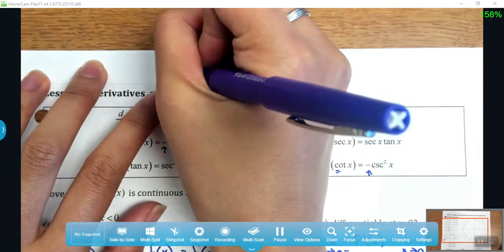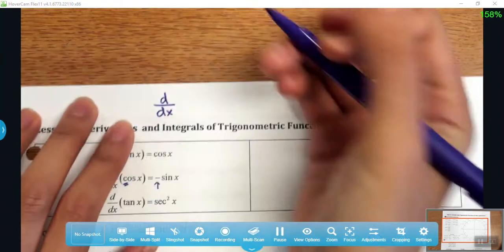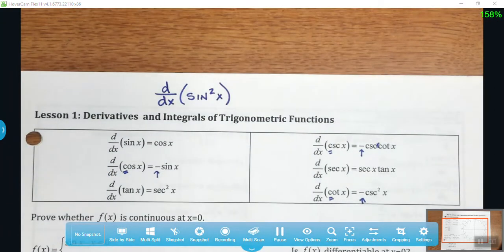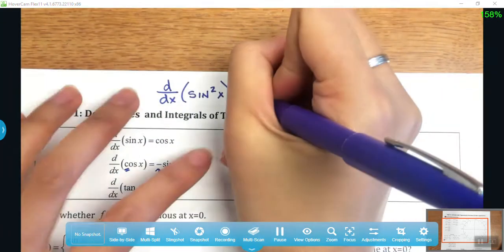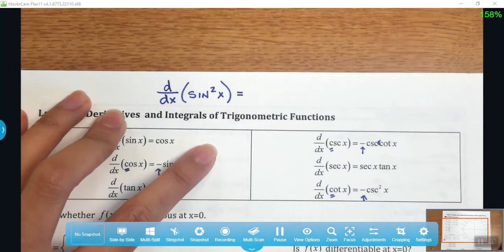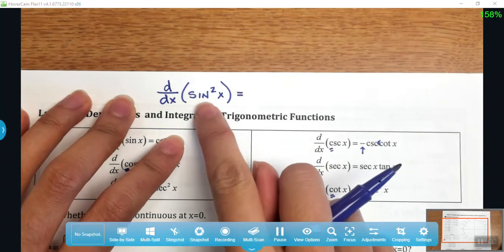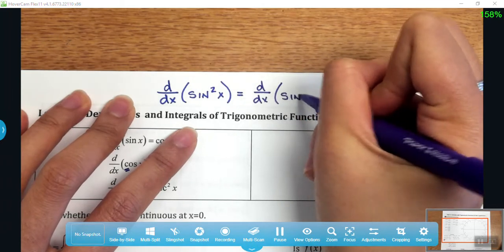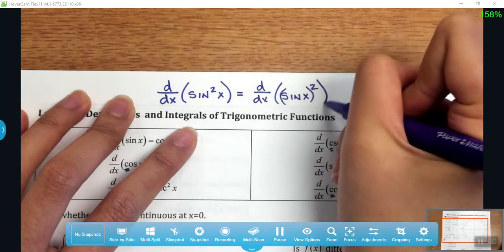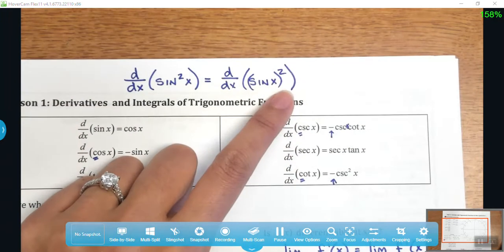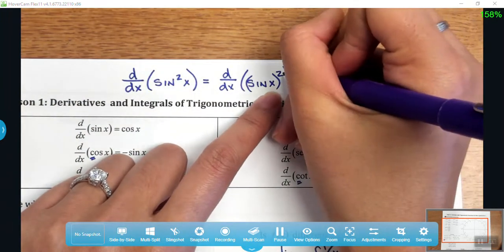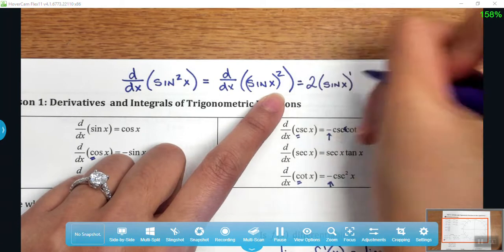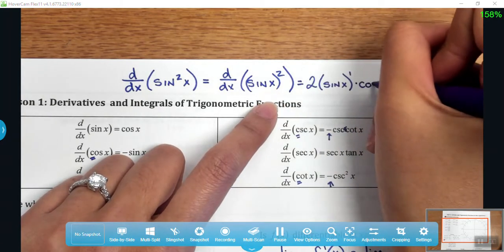One special thing that you should know when you're taking derivatives and integrals of trigs. Let's say I want you to take the derivative of sine squared x. How do I take the derivative of sine squared x? Oh, you have to do product rule. Right, because sine squared x is really sine x times sine x, or sine x all squared, right? So to take the derivative of that, the derivative of the outside is 2 sine x to the first times cosine x.